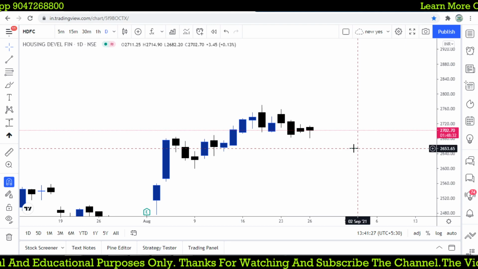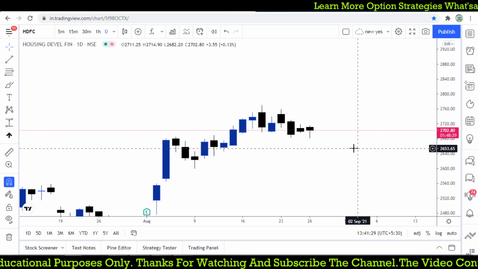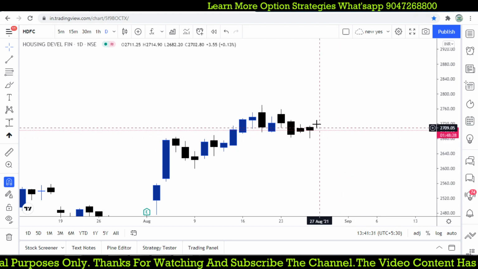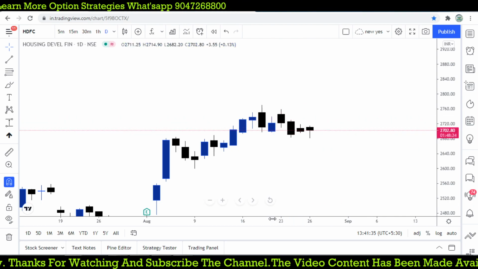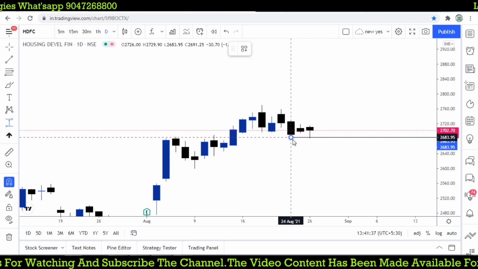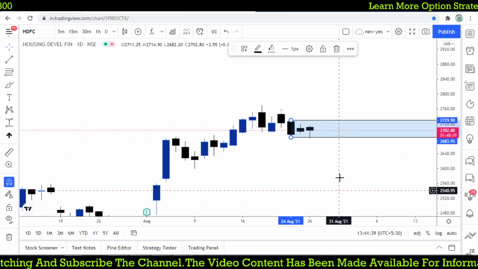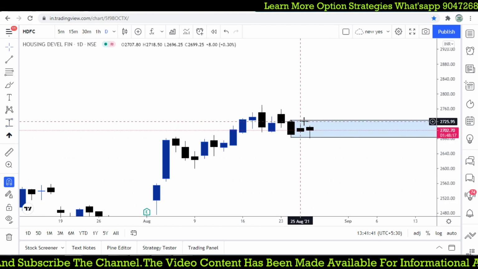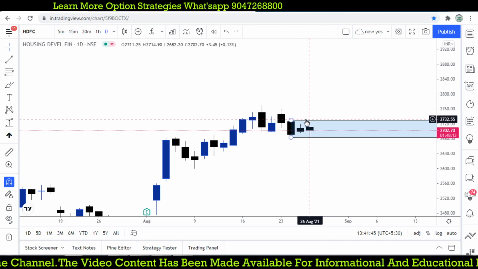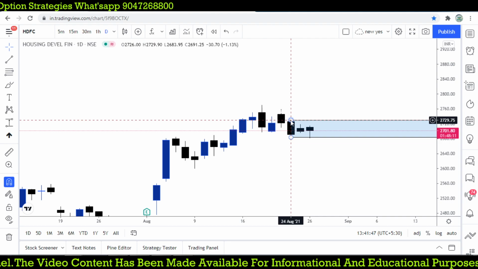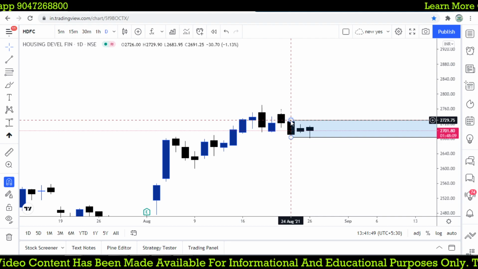So this one we are expecting a bullish reversal. When the market breaks above that level, we can go for a buy. These two candles' high and low, that is what I'm discussing here. So this is what we are expecting, a bullish reversal when the market goes above 2725 in HDFC, where we are going to go long with the stop loss below 2683, so somewhere around 50 points.